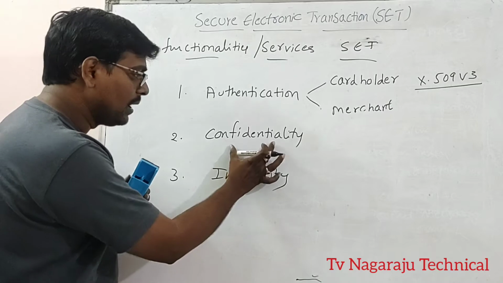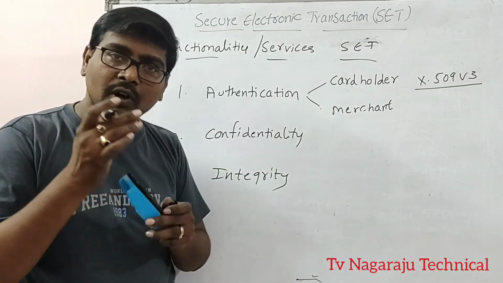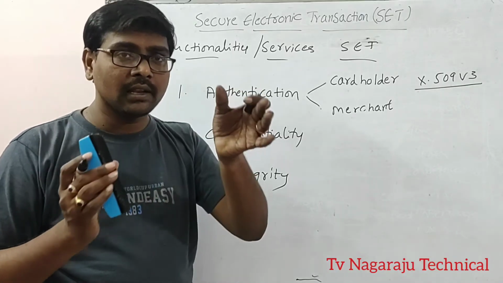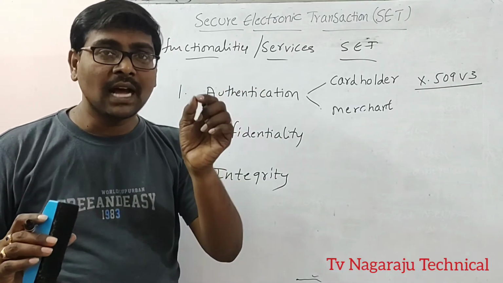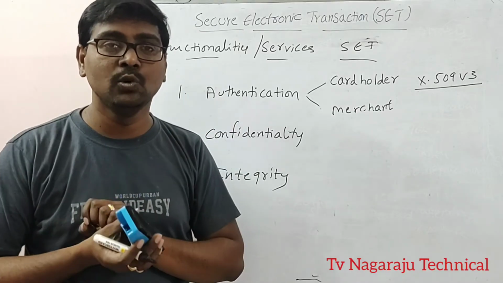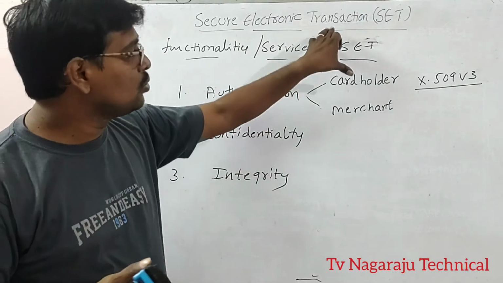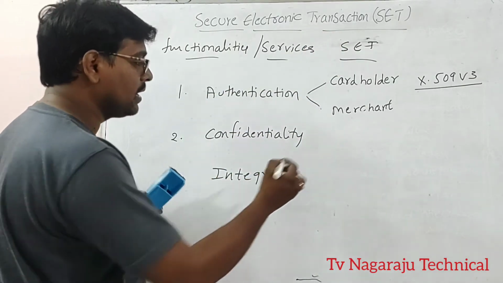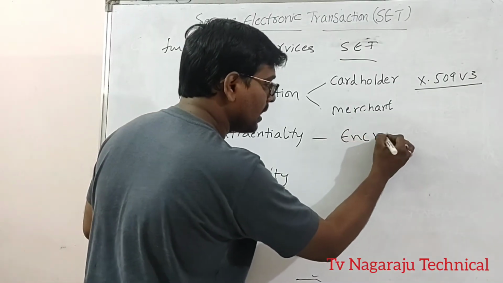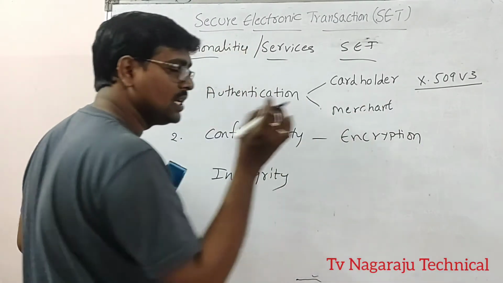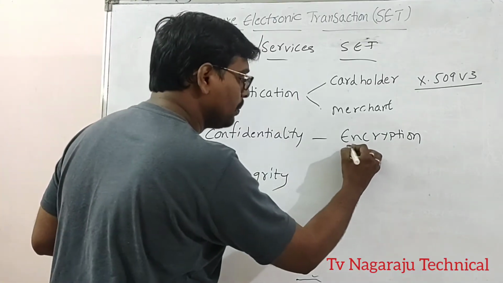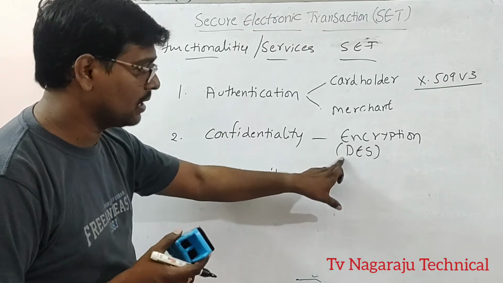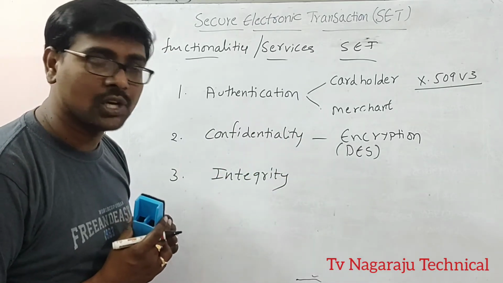Okay. Now, confidentiality. Confidentiality means an unintended person, that is a third party, is unable to read the data during transmission. That is, during a transaction, no other person is able to read the data. How? By using encryption. Generally, we prefer to use an algorithm like DES, the Data Encryption Standard algorithm, to achieve confidentiality.